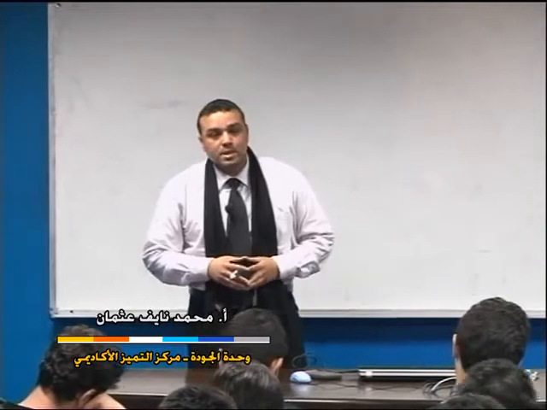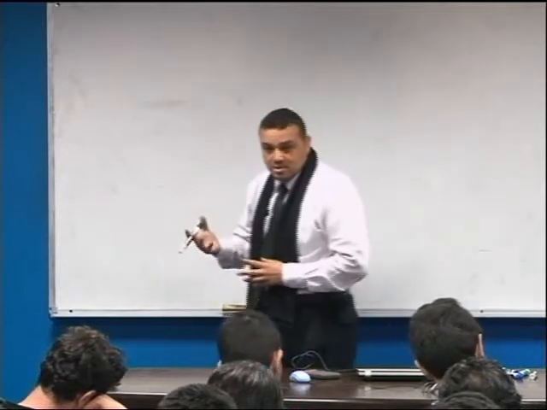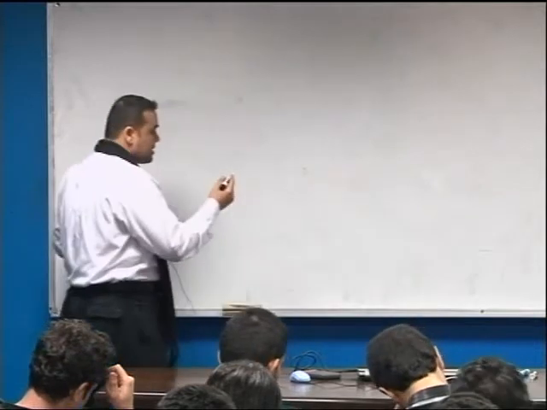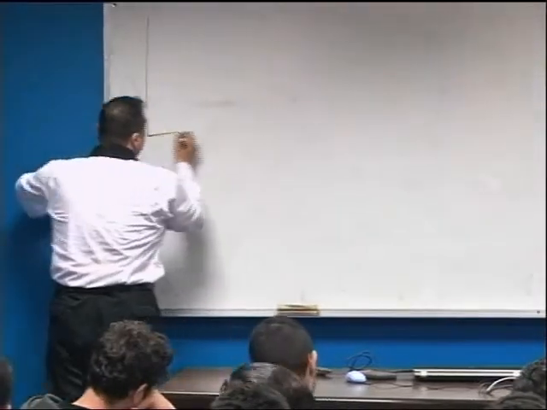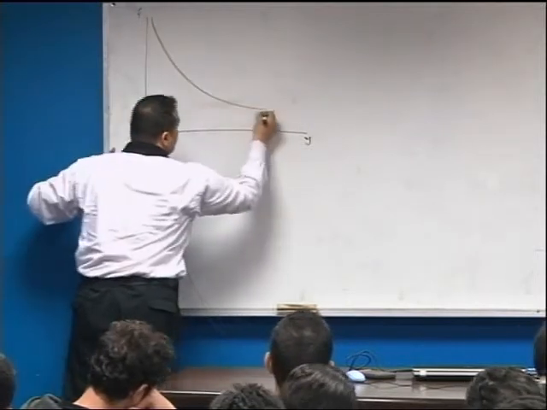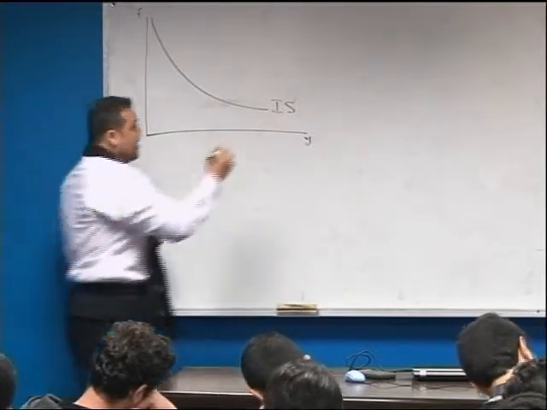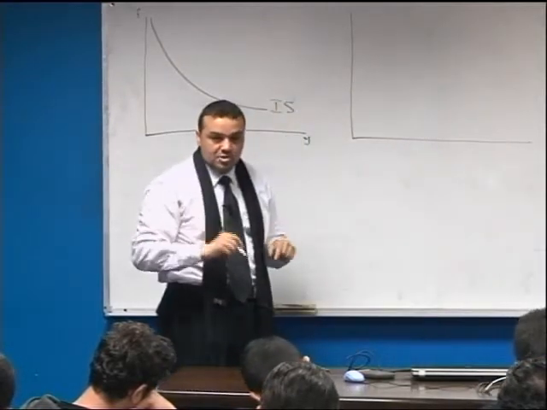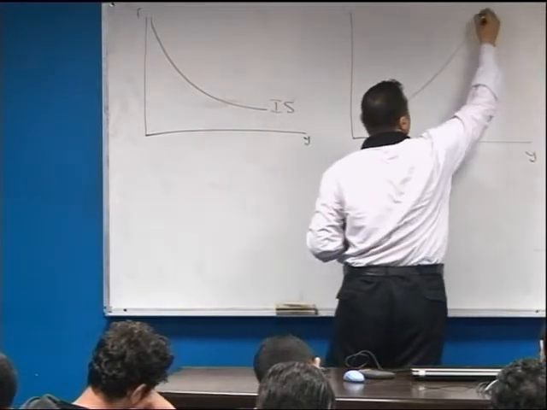In the last class, we learned how to derive the IS and LM curves, right? As you know, IS has a negative slope which illustrates the negative relationship between R and Y. This is the IS curve, right? And the LM curve has a positive slope which illustrates the positive relationship between Y and R, and this is LM.